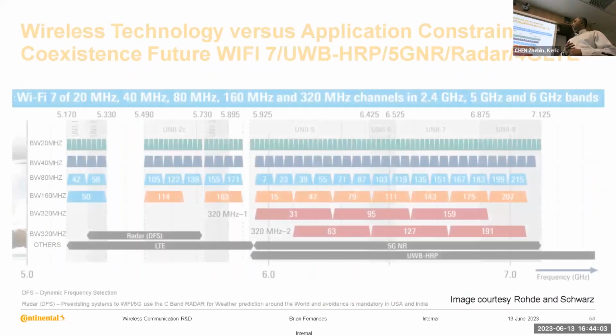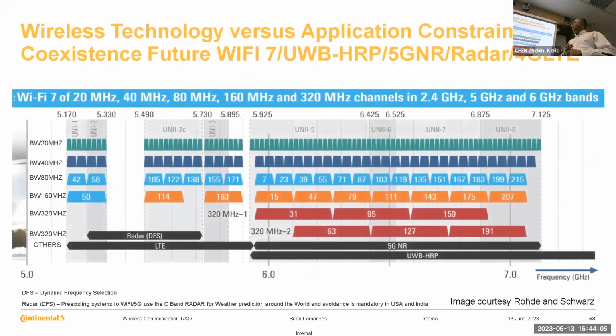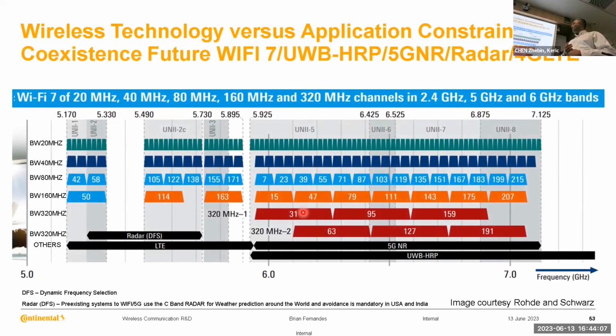And as we see here, in the future, Wi-Fi 7, ultra-wideband, high-rate pulse, 5G NR, radar, and 4G LTE have very strong potential to interfere in the band between 5 gigahertz and 7 gigahertz, for example. Of course, all of these standards are slowly becoming more and more intelligent in the sense that they can utilize different parts of the spectrum depending on what kind of noise is available. But nevertheless, the problem still remains, or rather it's an aspect that we need to keep in mind, something that we need to consider.